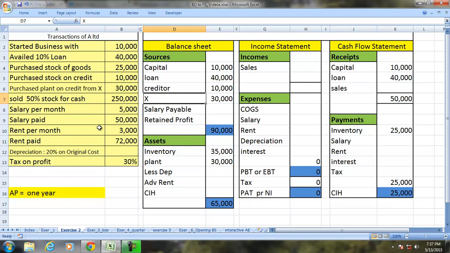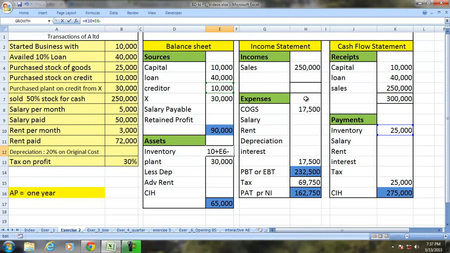Sold 50% of the stock, we have 35,000 stock. The sales is 250,000, and we'll assume that entire sales is for cash. So 250,000 is for cash, and whenever there is a sale there has to be the cost of goods sold, and cost of goods sold will reduce the inventory to the extent of COGS.